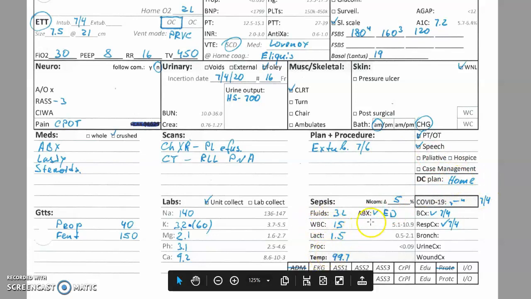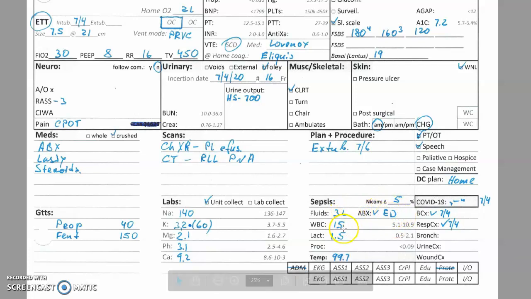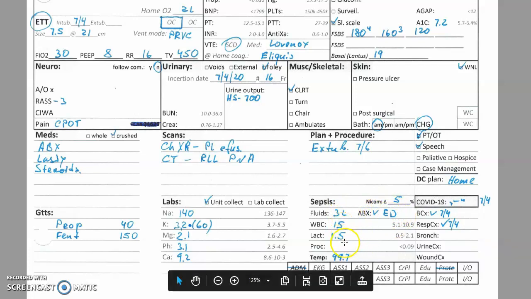With a septic presentation, patient had a NICOM of 5, so not fluid responsive. Got 3 liters of fluids probably in emergency department, and antibiotics started in ED. White blood count was a little bit up, lactic slightly up, normal temperatures. Blood cultures and respiratory culture have been done in emergency.